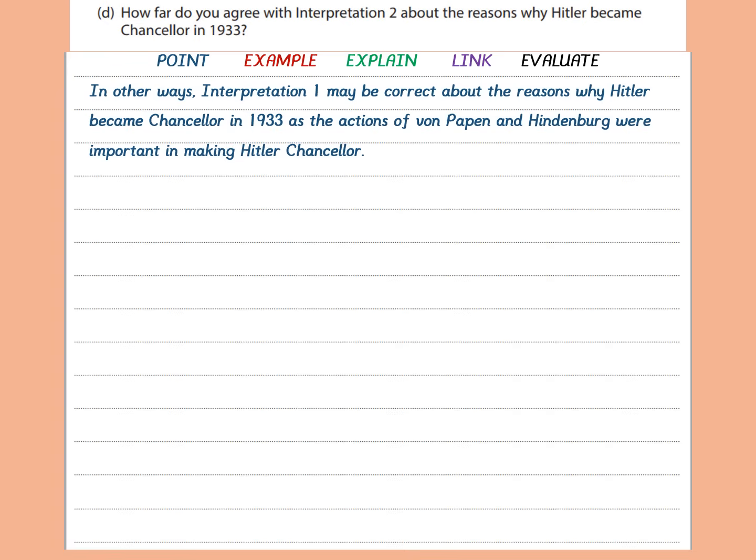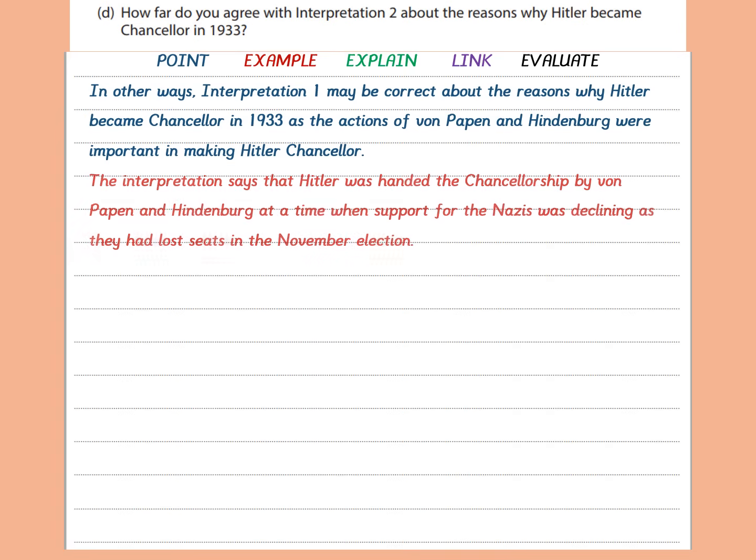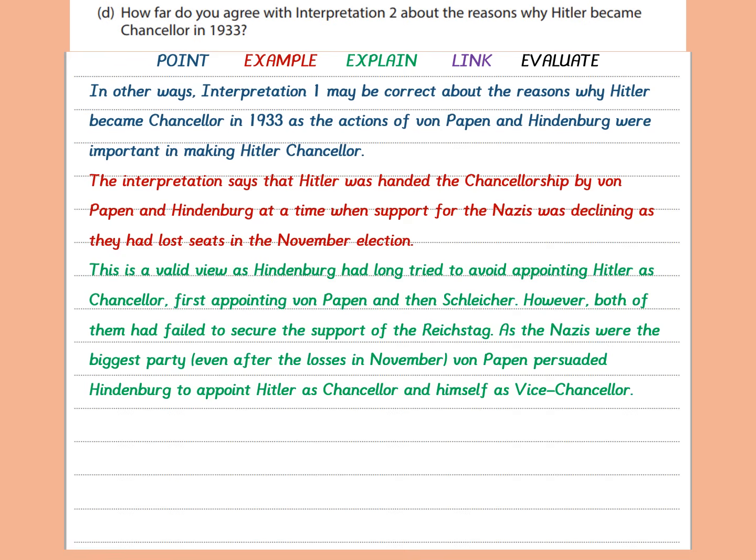In other ways, interpretation 1 may be correct about the reasons why Hitler became Chancellor in 1933, as the actions of von Papen and Hindenburg were important to making Hitler Chancellor. The interpretation says that Hitler was handed the chancellorship by von Papen and Hindenburg at a time when support for the Nazis was declining, as they had lost seats in the November election. This is a valid view, as Hindenburg had long tried to avoid appointing Hitler as Chancellor, first appointing von Papen and then Schleicher. However, both of them had failed to secure the support of the Reichstag.